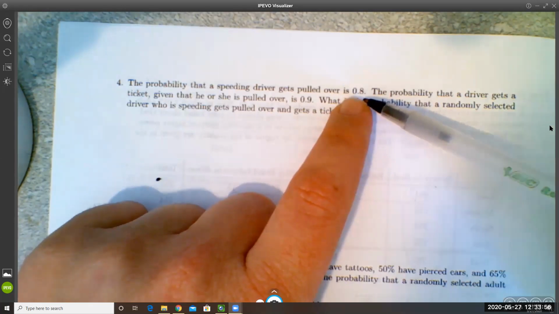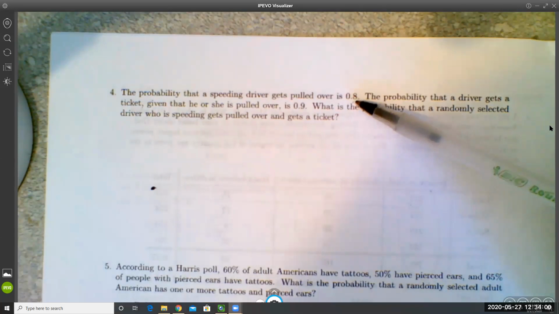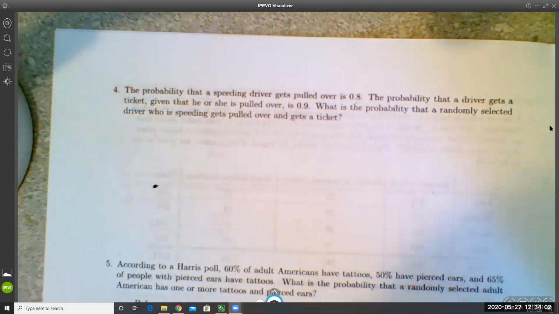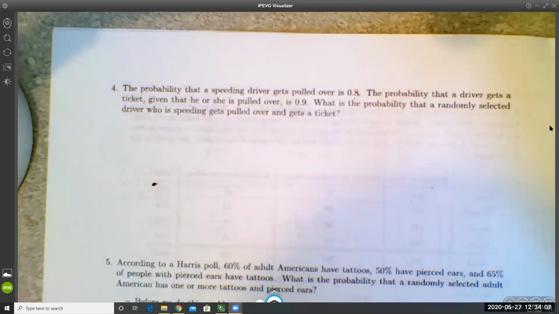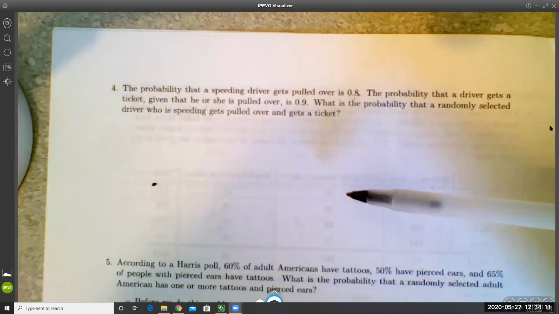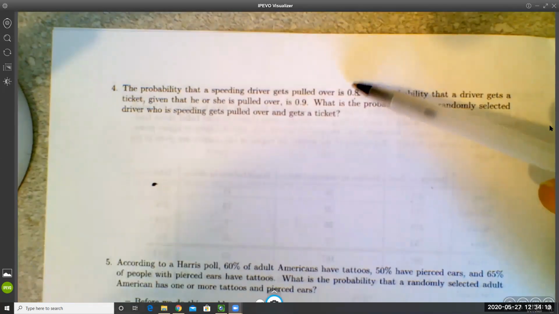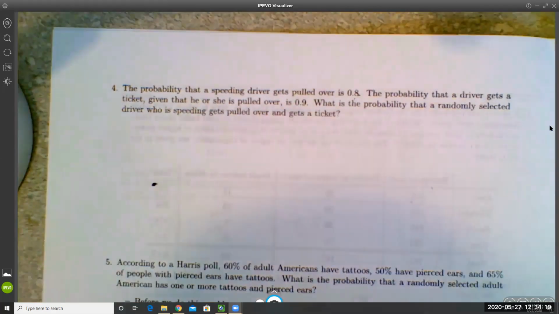So that's like maybe in the CHP's wildest dreams, 80% of speeders would get pulled over. But in reality, that number is probably a lot lower. But anyway, we'll just assume that this is true. So if you're speeding, there's an 80% chance you get pulled over. And if you get pulled over, there's a 90% chance you're going to get a ticket. Now, what's the probability that a randomly selected driver who is speeding gets pulled over and gets a ticket?